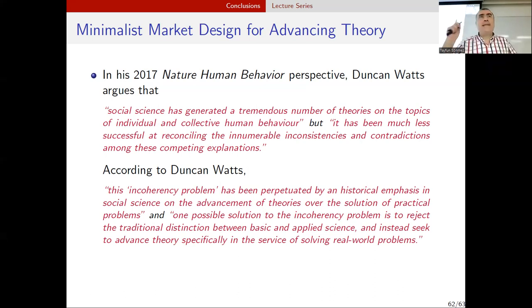I think this methodology is also very helpful to advance theory. In his 2017 Nature Human Behaviour perspective, Duncan Watts, a very prominent scholar, suggests that social science should be done in a different way. He says that social science has generated a tremendous number of theories on the topics of individual and collective human behavior, but has been much less successful at reconciling the innumerable inconsistencies and contradictions among these competing explanations. You're saying there are too many theories, many of them contradict each other, and no problem is solved.